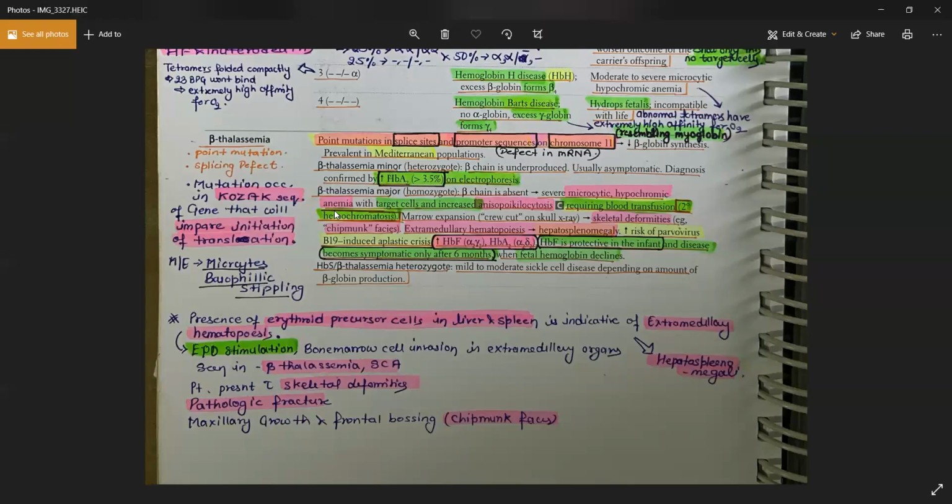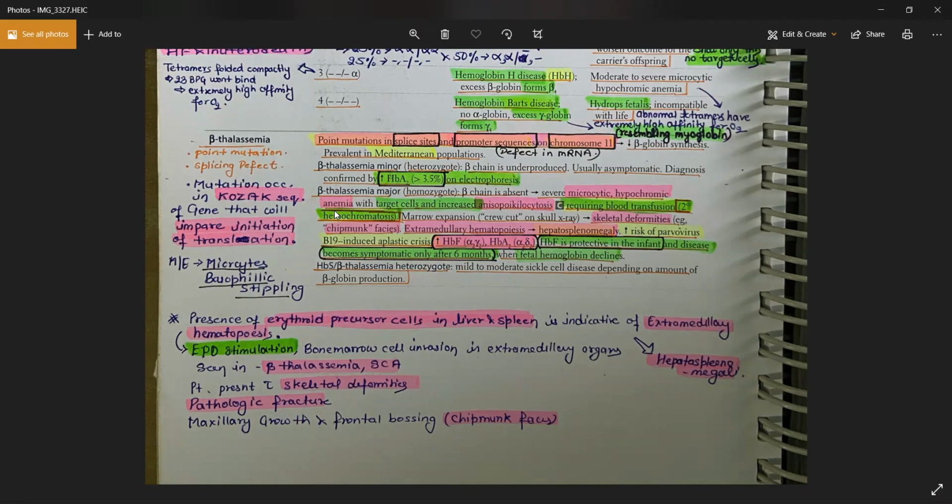Their bone marrow will try to compensate, and it will expand, and give the skull a crew-cut appearance. Skeletal deformities will be there, like chipmunk faces, and a crew-cut appearance. Because your bone marrow is not sufficient to overcome these things, it does not have the capability to overcome this kind of anemia. So what's going to happen? Extramedullary hematopoiesis will start.